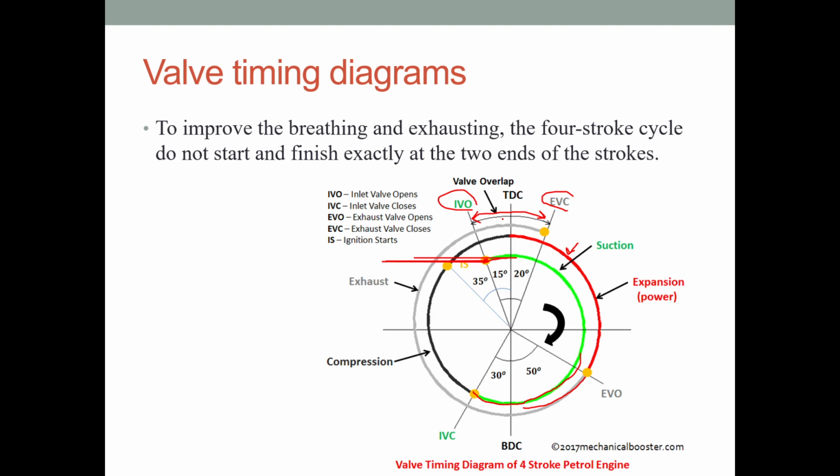This overlap is good, and it has some problems as well. So one of the problems is when the inlet valve is open and the exhaust valve is open, we're going to have some mixture of air and fuel going to the exhaust manifold, which is not really useful as far as emission.